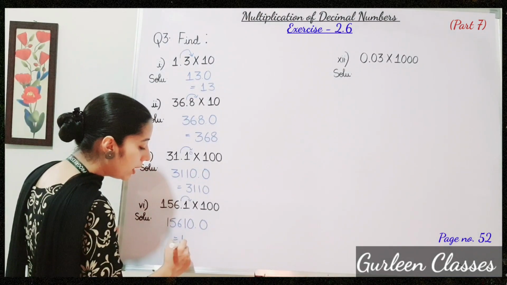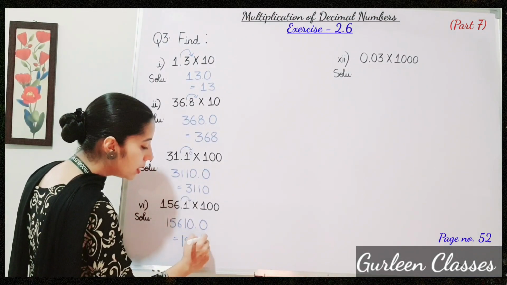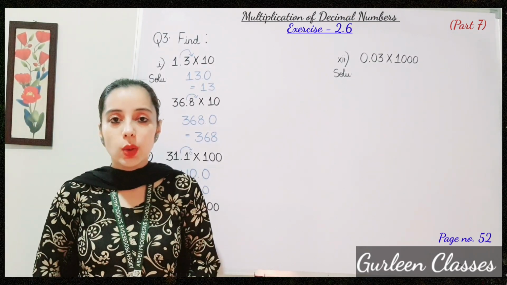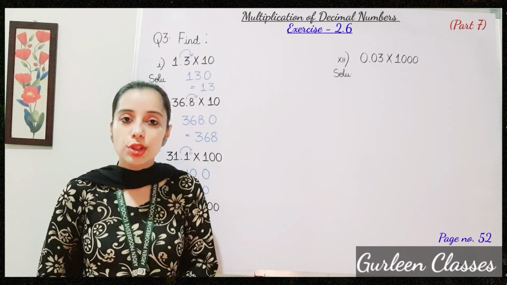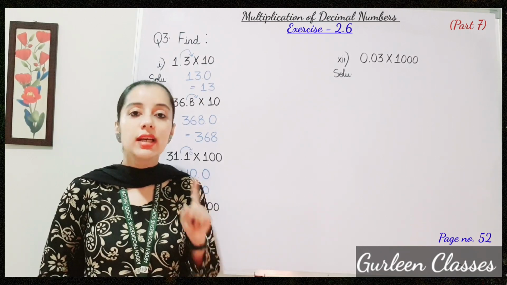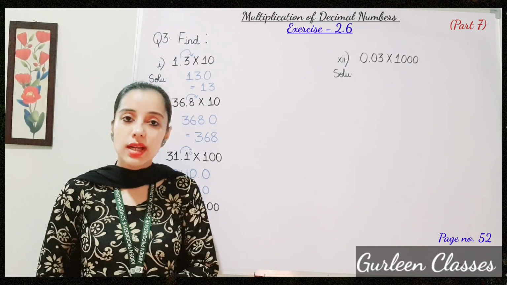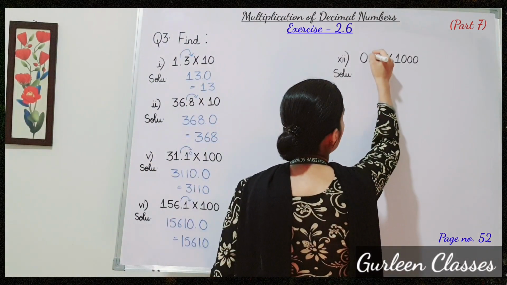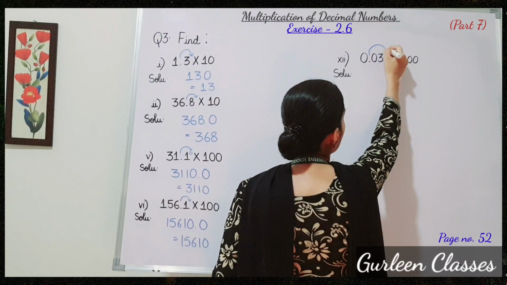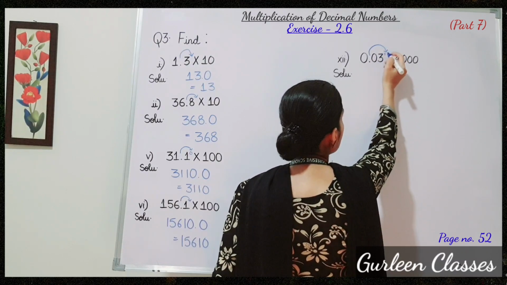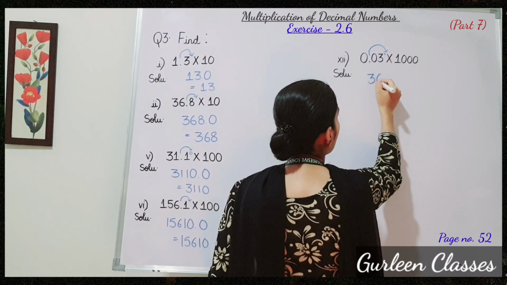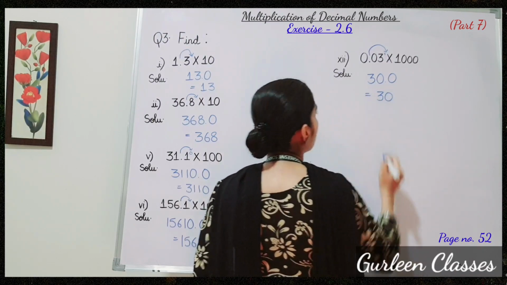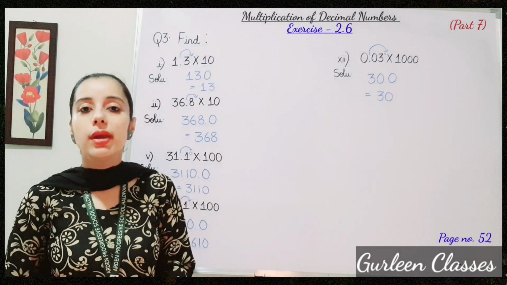15610.0, or we can write 15610. Now 12th part, 0.03 into 1000. So we have to shift the decimal point to the right by 3 places, as 1000 has 3 zeros. So right here, 0.03, shift the decimal point to the right by 3 places. So we'll add 0. So the answer is 30.0, or we can write 30. So students, the remaining part will be homework.